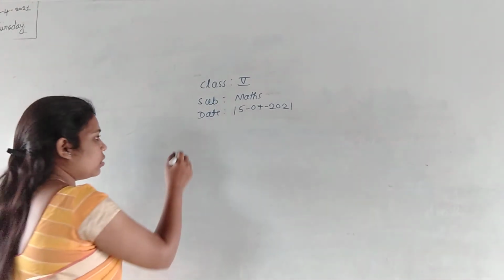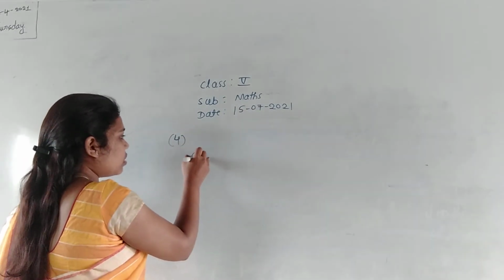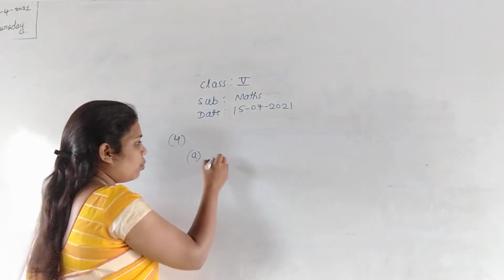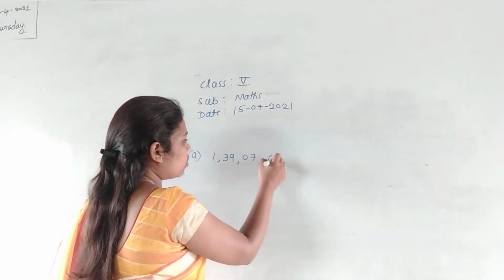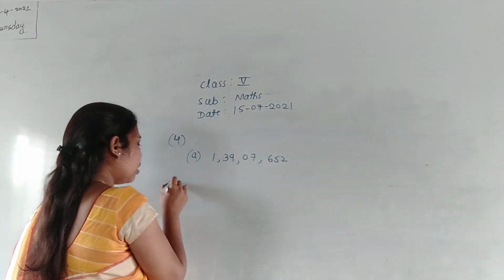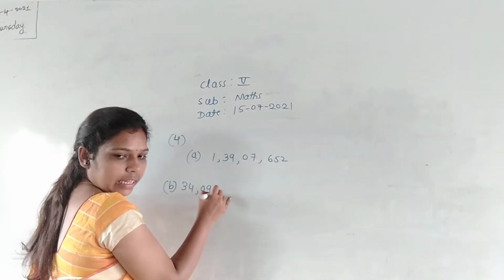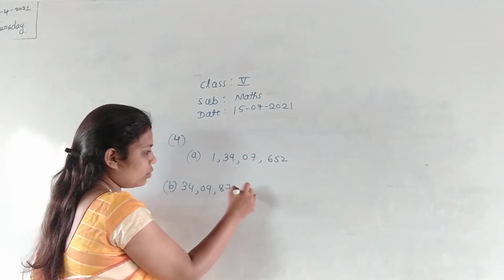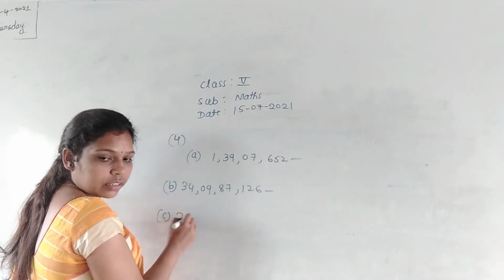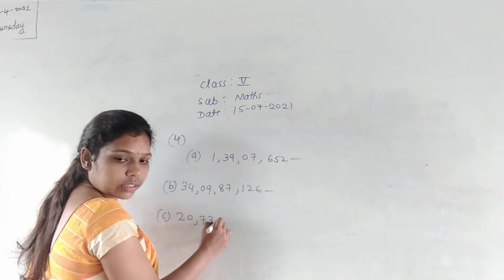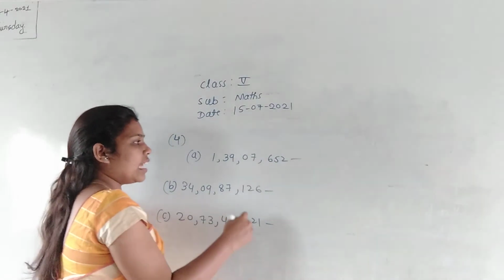So next, the fourth main is there. Write the expanded form of the number. What is the first number they gave here? 1,39,07,652. And what is the B1 number? 34,9,87,126. Okay, and C1. What is the C1 number here? 73,45,621. Write the expanded form.